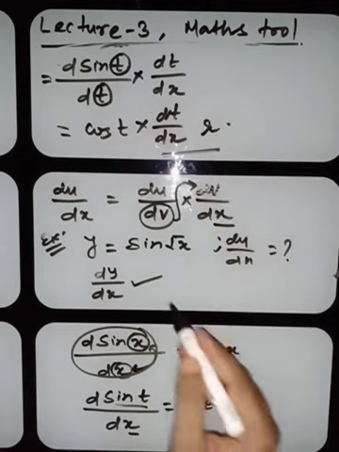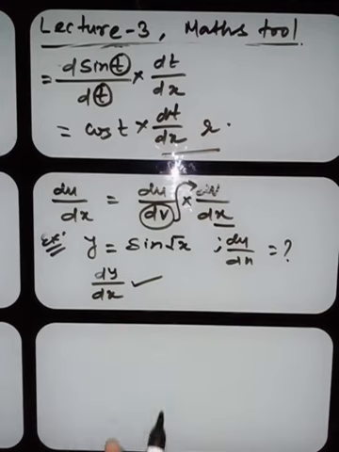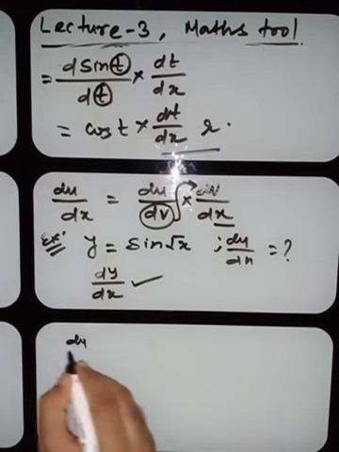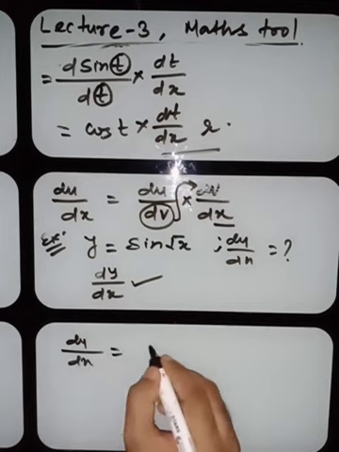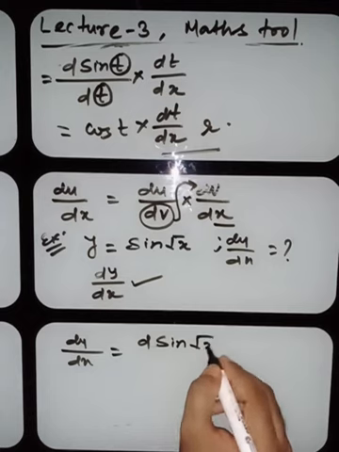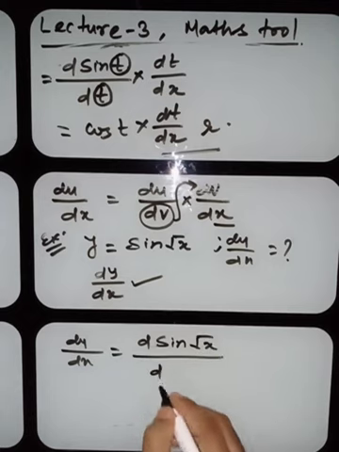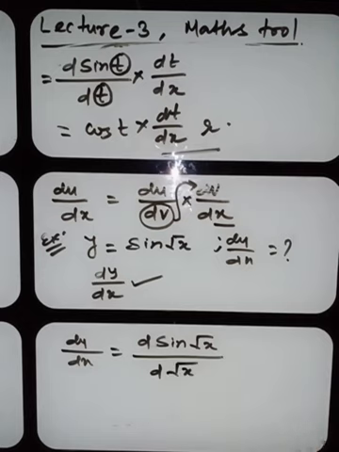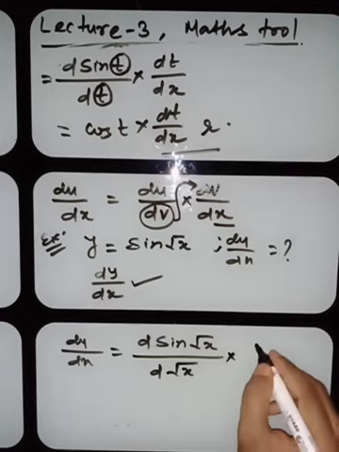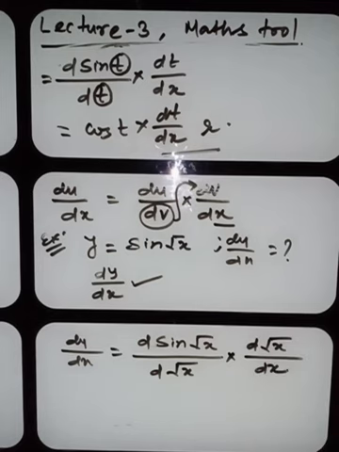Now what will be the answer of this question? Here, look at this carefully. What will be the answer of this question? So dy by dx, my dear students, look at it carefully. d sine root x, very good, but we cannot differentiate with respect to x, so we will write d root x into d root x by dx.